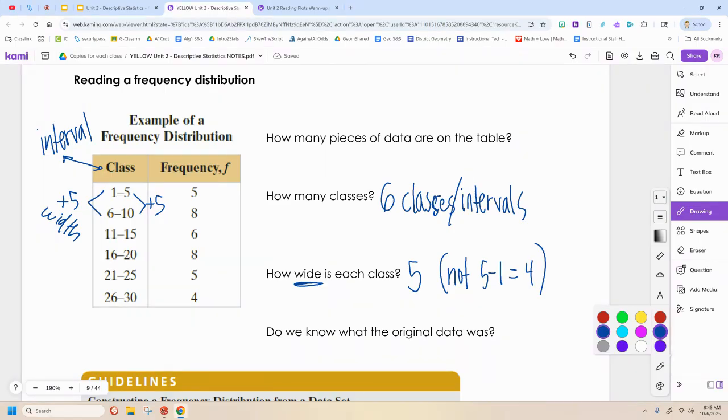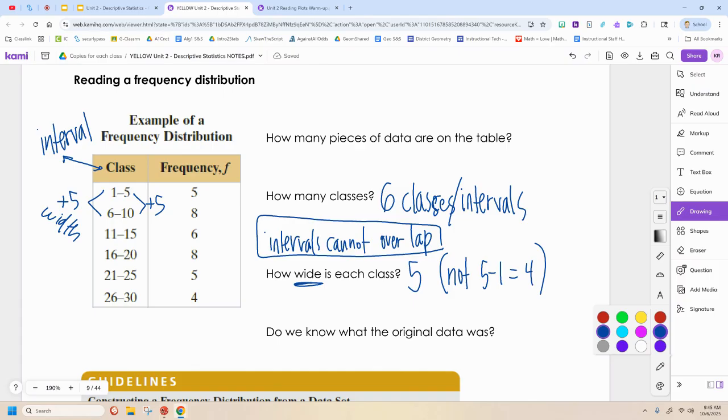A couple other things. Do you notice how the number 5 is here and the number 6 is here, right? Our intervals cannot overlap. Okay, so that's just something that you need to know about classes or intervals.